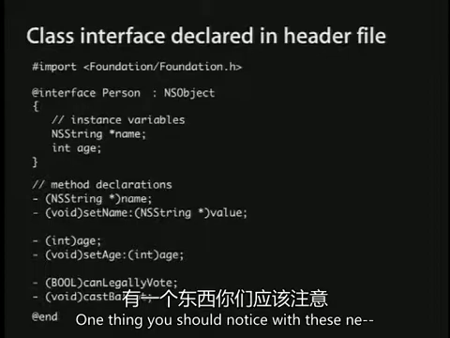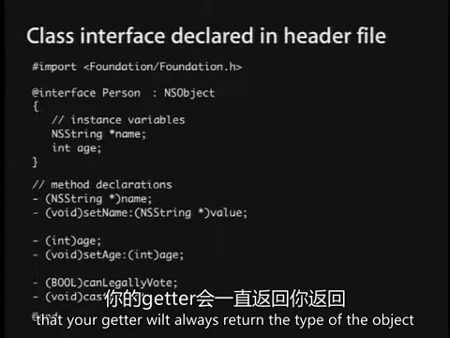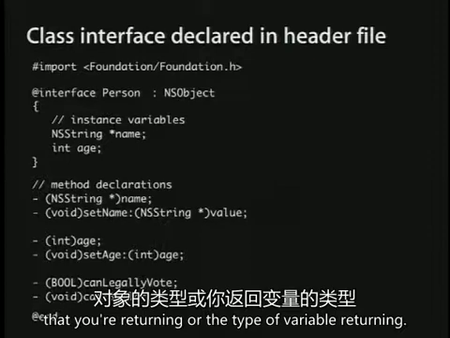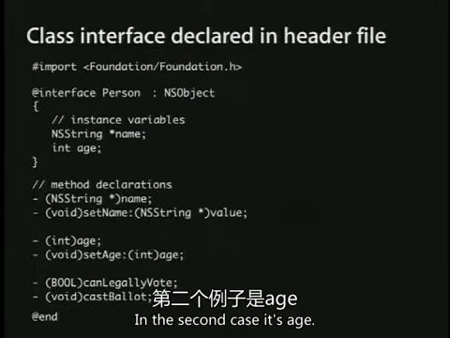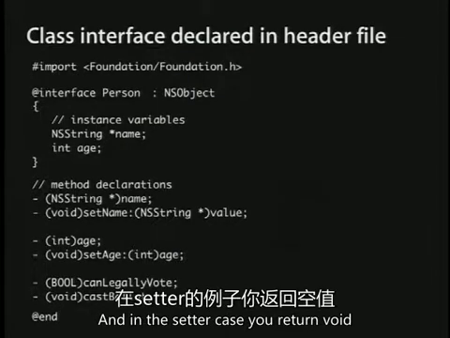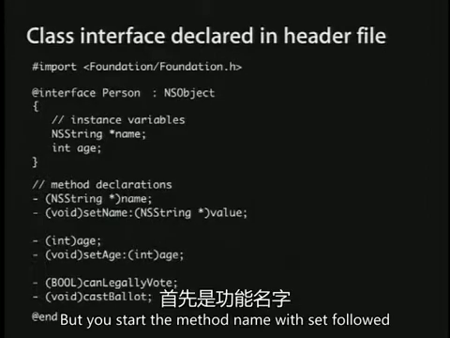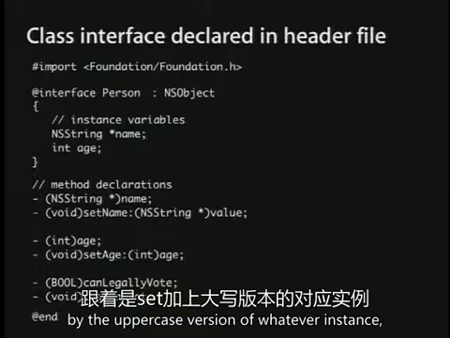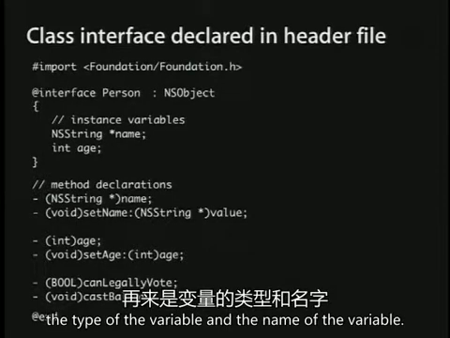One thing you should notice with the setters and getters is a pretty standard convention: your getter will always return the type of the variable you're returning, and it starts with a lowercase letter. In this case, name. In the second case, age. In the setter case, you return void because you're setting a value, not getting anything back. But you start the method name with set, followed by the uppercase version of whatever variable you're going to set. And then a colon, the type of the variable, and the name of the variable.